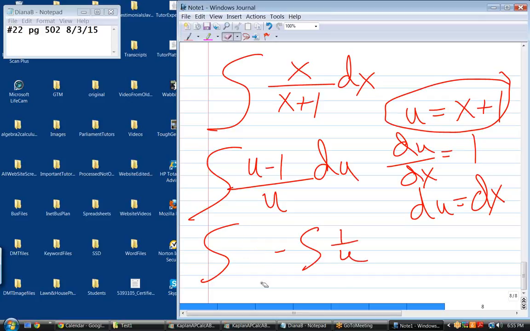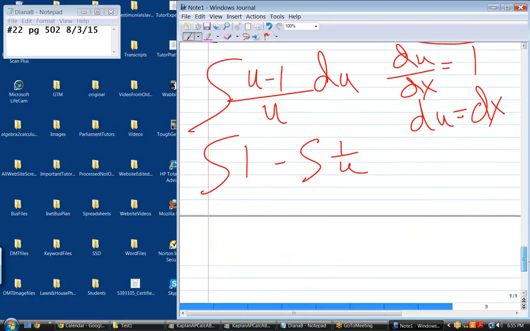both of which are very easily integratable. What's the integral of 1? x. Well, what's the integral of 1 du? It's not x, it's u. In other words, it's whatever that variable is. So this would be u minus, what's the integral of 1 over u? Natural log of u. Right.